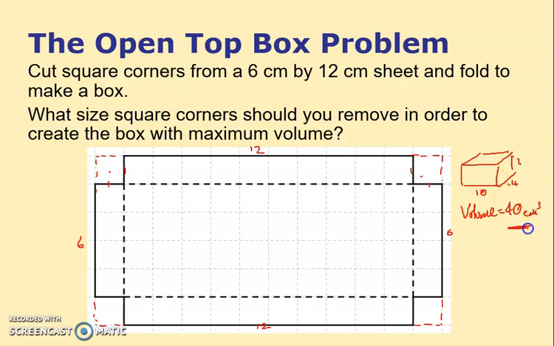And the question, quite reasonably asked, is if you choose not to cut a 1 centimetre corner off, if you choose to cut off, say, a 2 centimetre corner instead, or 1.5 or whatever, what would that then be in terms of the volume? Would it be a bigger volume or a smaller volume?